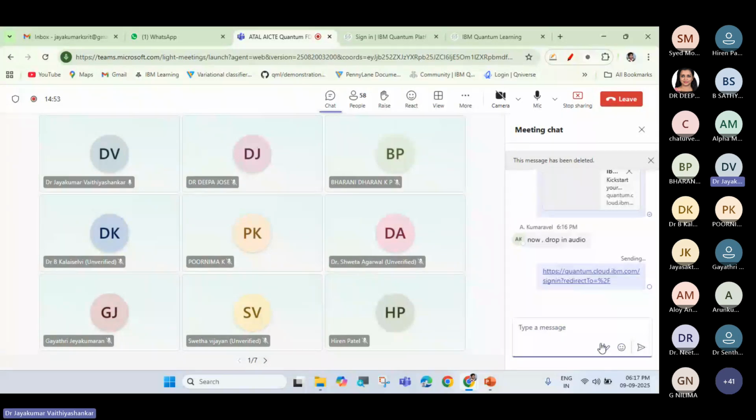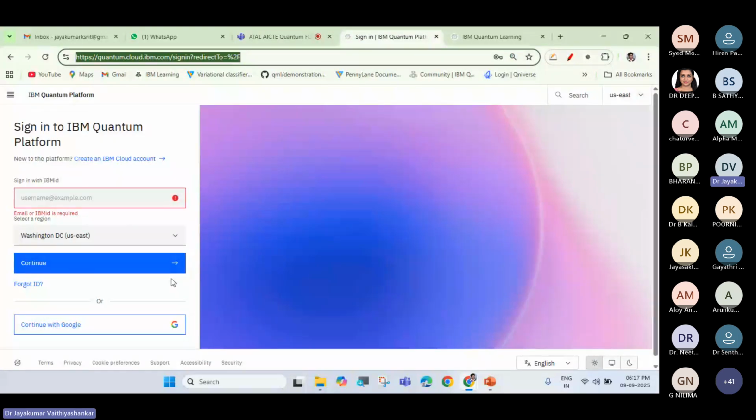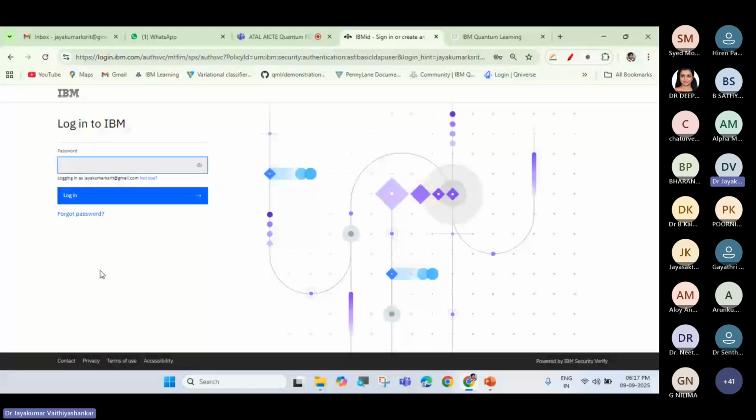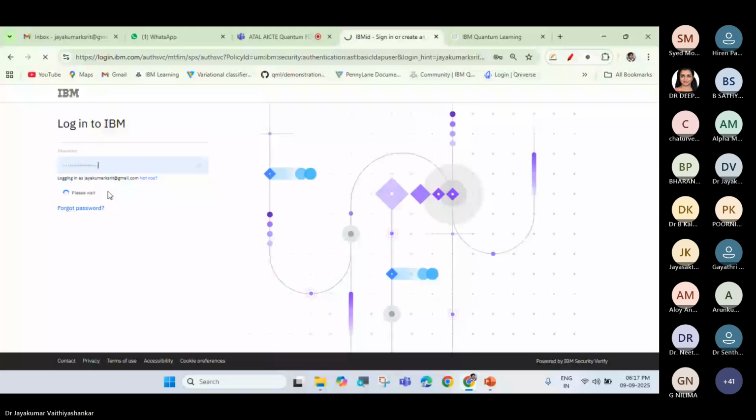Go to this link. Try to create a login if you don't have. Okay. Use your Gmail account. Continue with Google. Okay. Sometimes it will ask credit card for the verification. So if you are comfortable, try to give the credit card details. Otherwise, without credit card, you can use this tool.